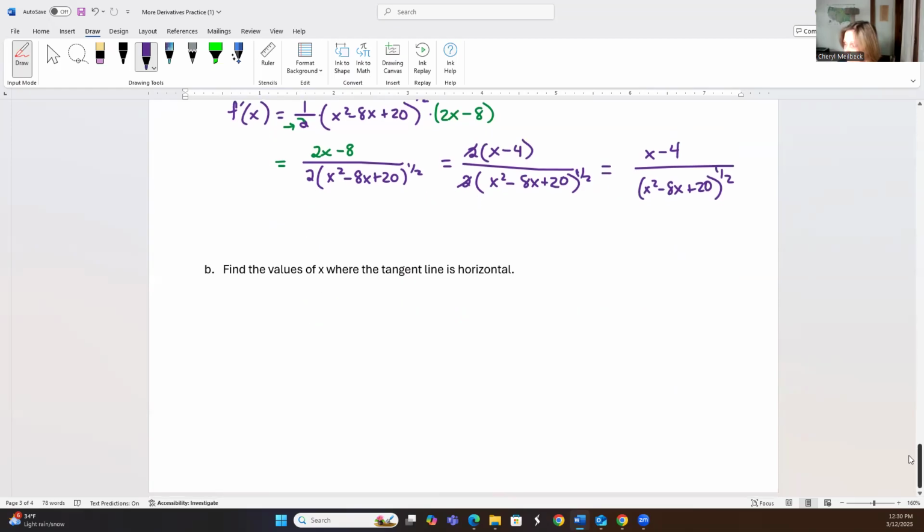All right. The second part says find the value of x where the tangent line is horizontal. Once again, we remember our rule. The tangent line is going to be horizontal when the slope of that tangent line is 0, which will be when the derivative equals 0. So we set this derivative equal to 0.